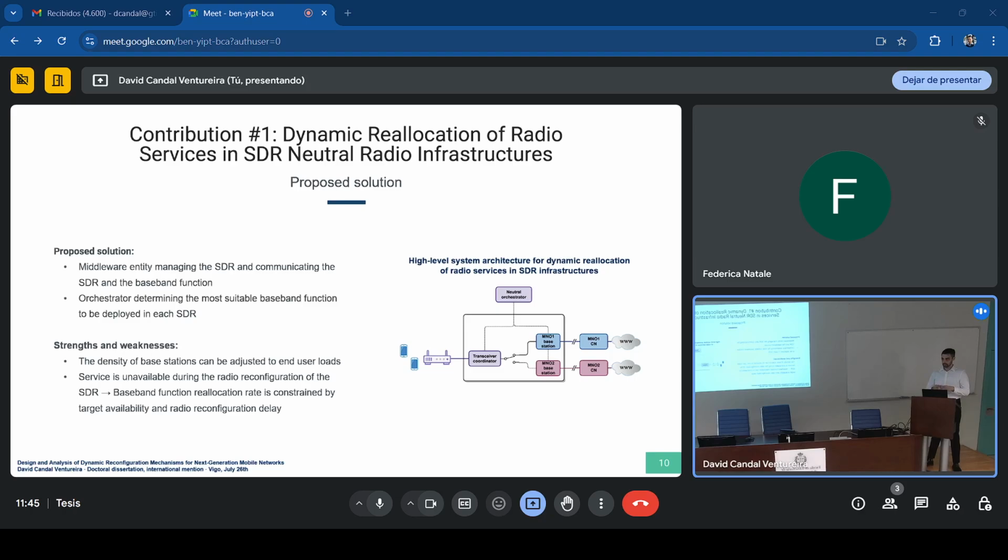Instead of directly allocating to the SDR the baseband function, we introduce a new entity, which we call the transceiver coordinator. Each of the SDRs in the infrastructure is allocated one instance of this function, which configures the SDR with the corresponding sampling rate, bandwidth, and central frequency, while at the same time acting as a relay between the corresponding baseband function and the SDR.